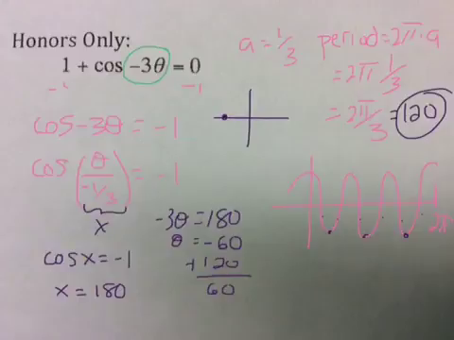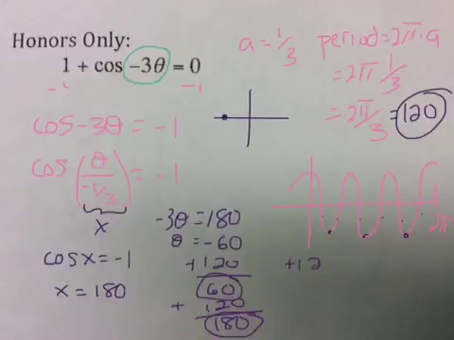Add 120 again. I'm going to get 180. So far I have 60, I have 180, and I'm going to have to add 120 again. And I'm going to get 300. If I added 120 again, I'd be outside of that 0 to 360. So there are my 3 answers: 60, 180, 300.